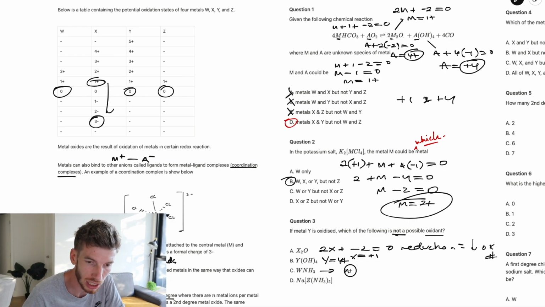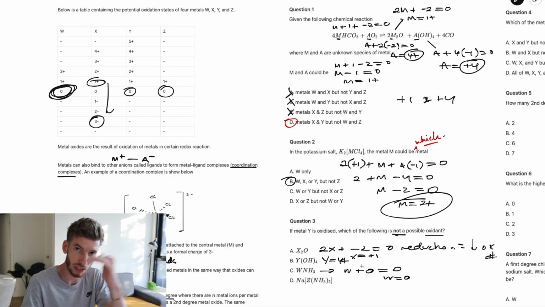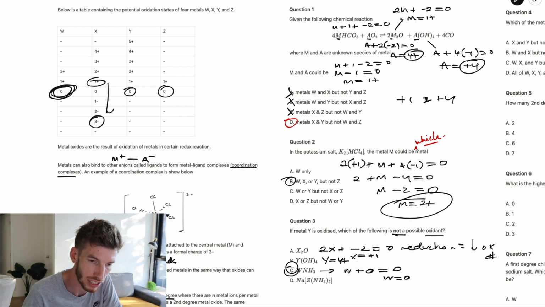So here it would be like W plus nothing equals 0. So W is in the 0 state, and then you can see that is its lowest possible oxidation state, and so therefore it cannot reduce further. So there's our answer. But let's also look at this complicated one.